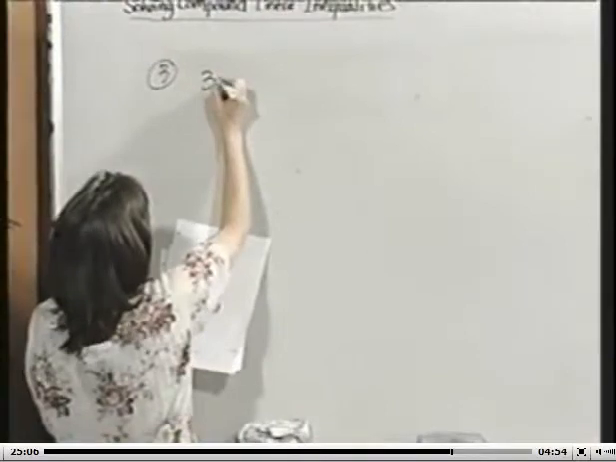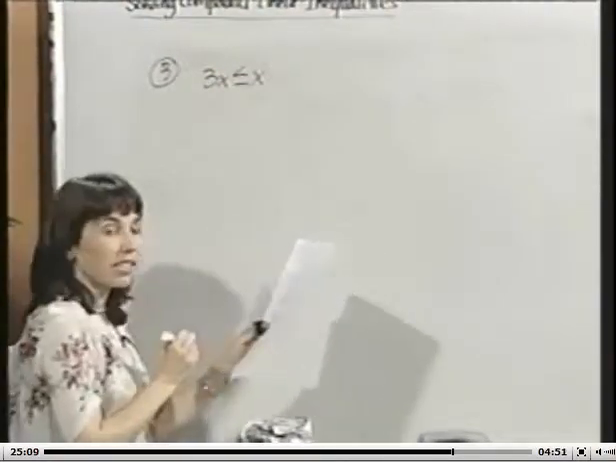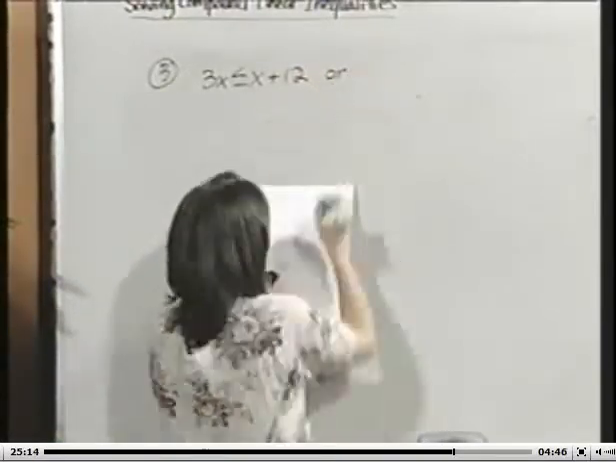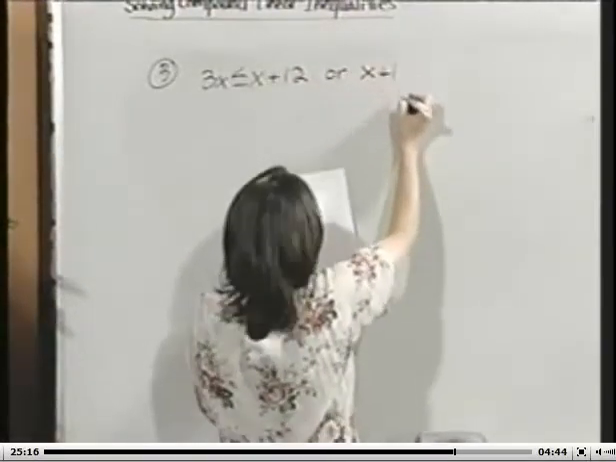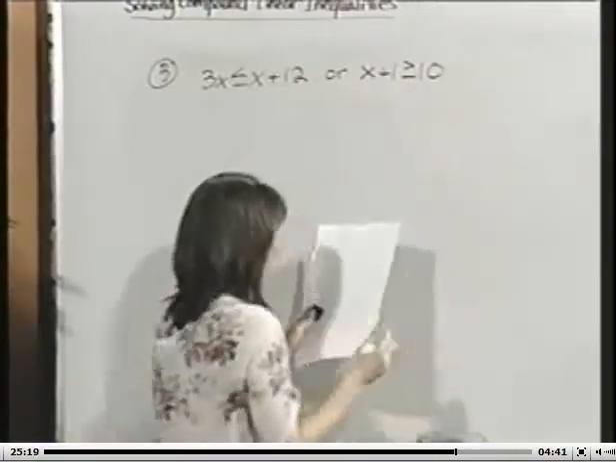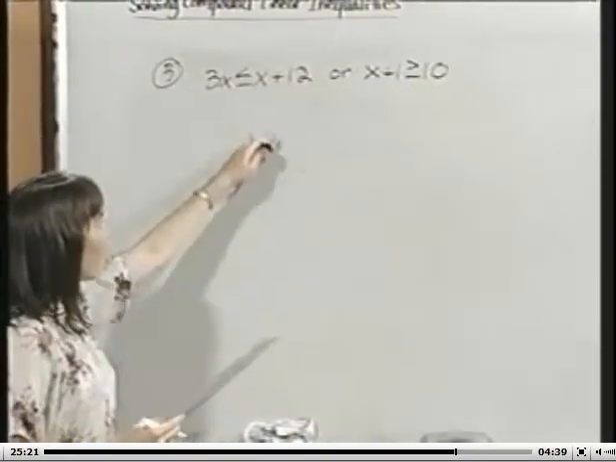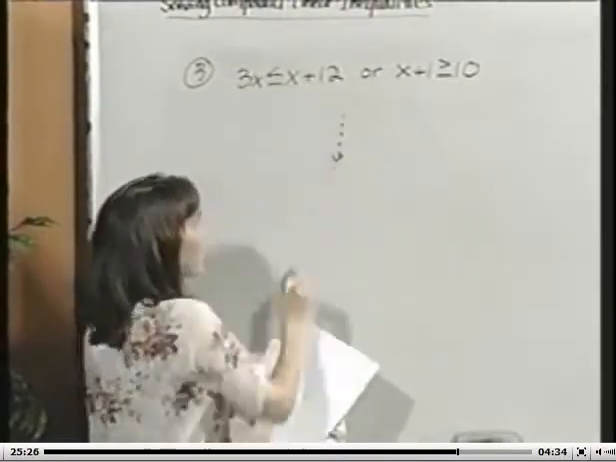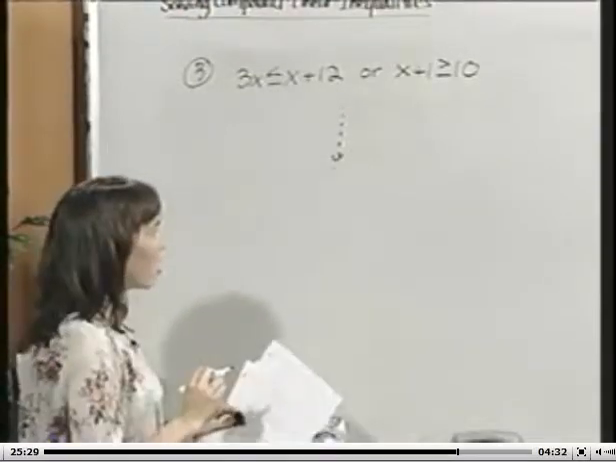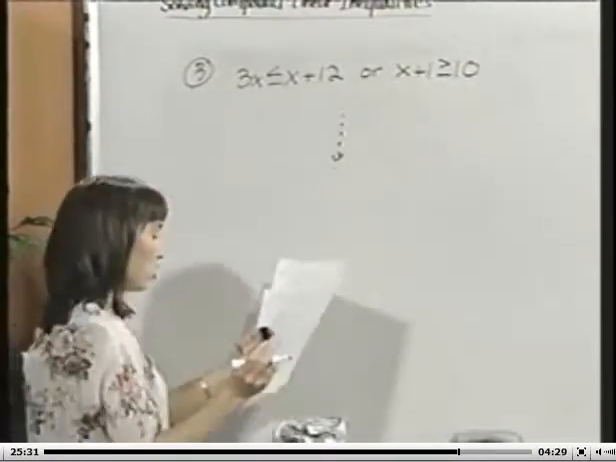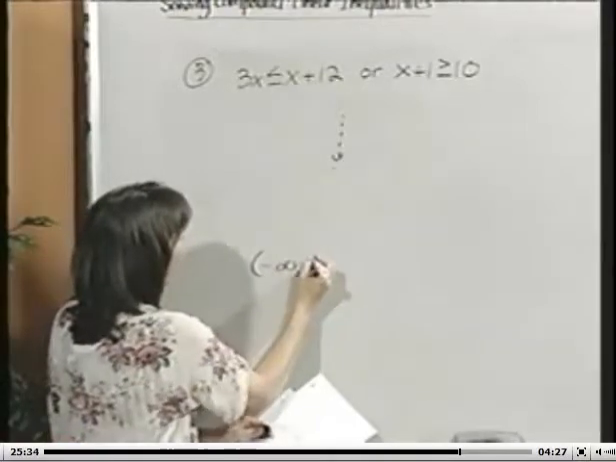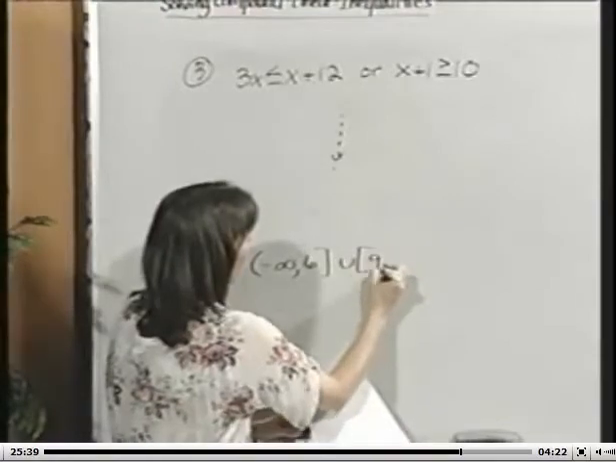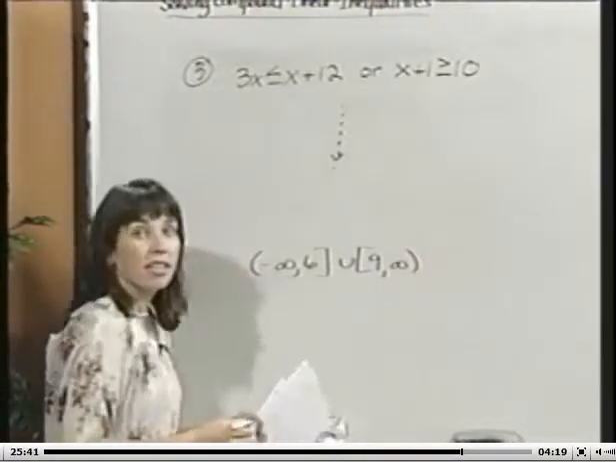Let's take 3x is less than or equal to x plus 12, or x plus 1 is greater than or equal to 10. Now I'm going to leave you to solve and put these steps in here. You're going to work your way down. You're going to put the things on the number line. You're going to look at the union, and you should come up with negative infinity to 6, union 9 to infinity as your answer when you're done.